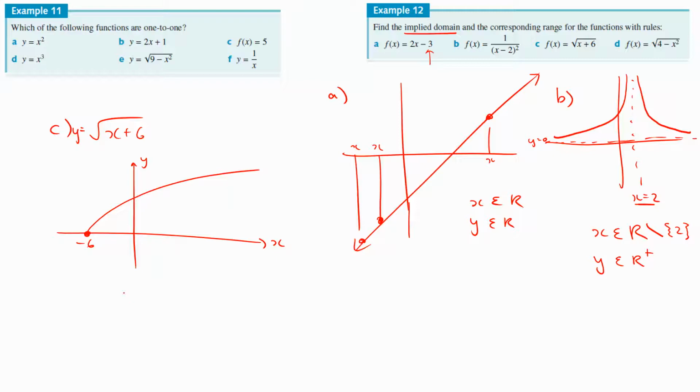And looking at that, I can say that the domain is from, and it's inclusive, -6 all the way to positive infinity. I also know the range is an element of R plus union 0, 0 to infinity. Okay. And then you go to the last one, D, f of x equals root of 4 minus x squared.